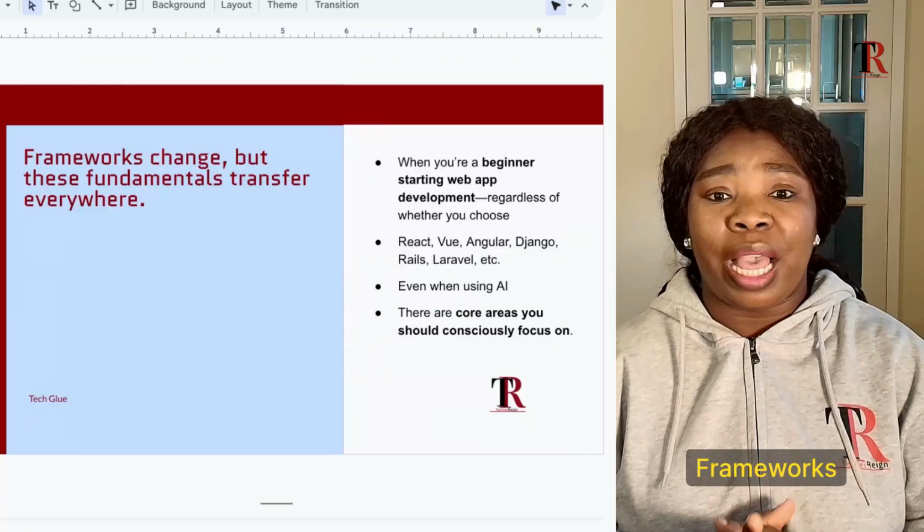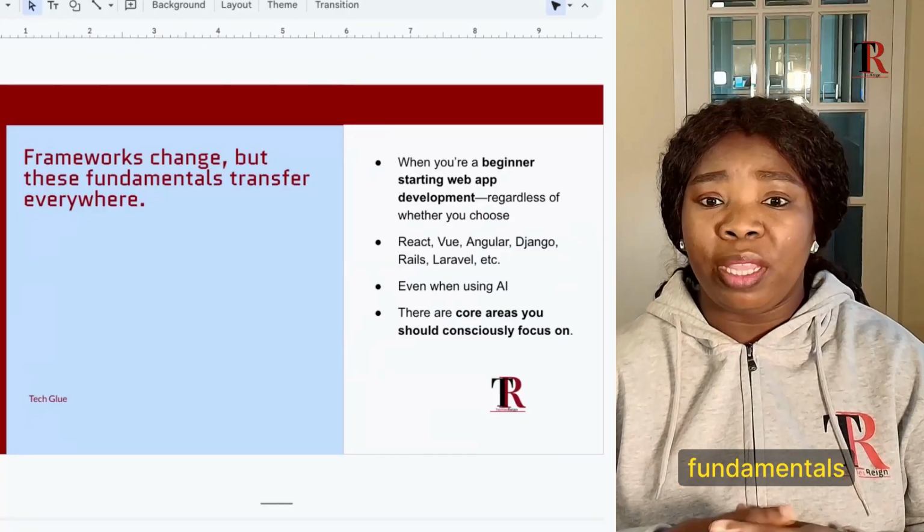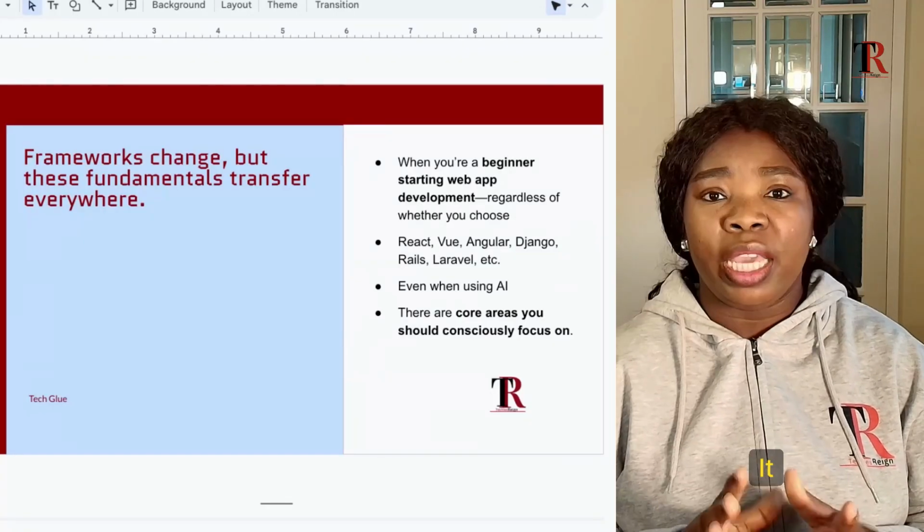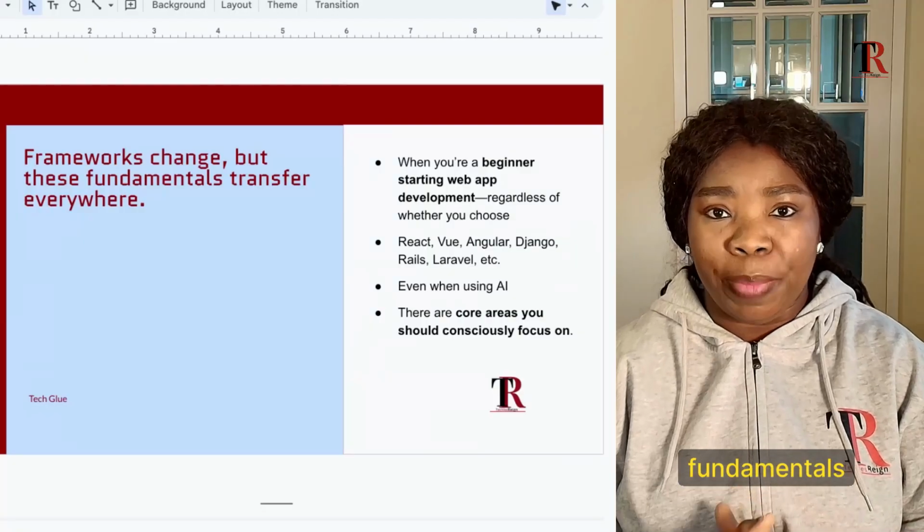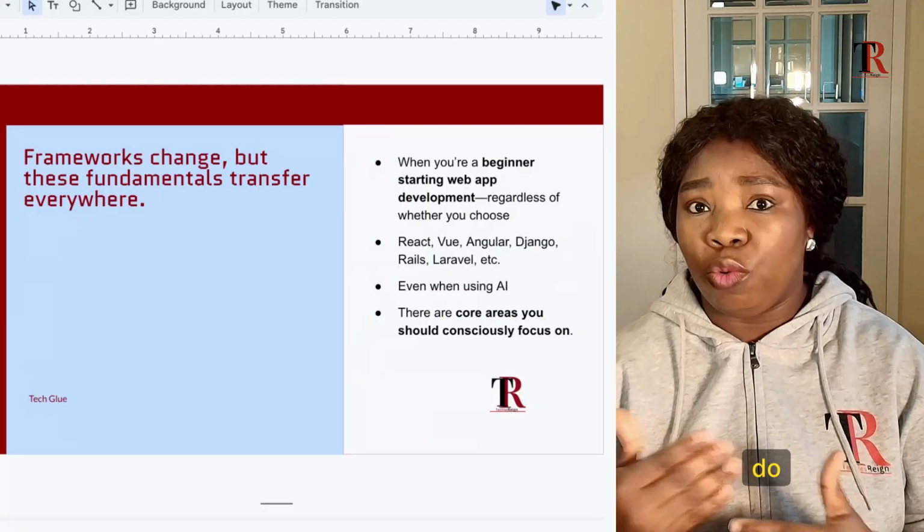When you are starting web app development as a beginner that has learned all the fundamentals, there are some things that you have to pay attention to, and they will go a long way to help you as you proceed to the development world. Frameworks change, but these fundamentals transfer everywhere. It is important for you to learn the fundamentals because frameworks do change.